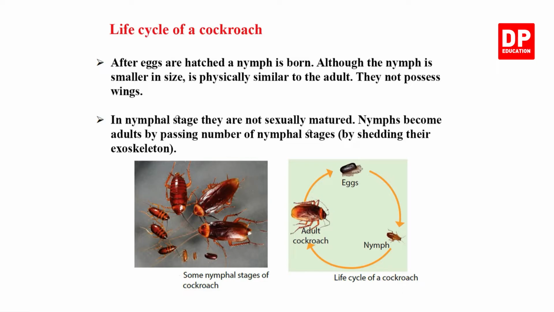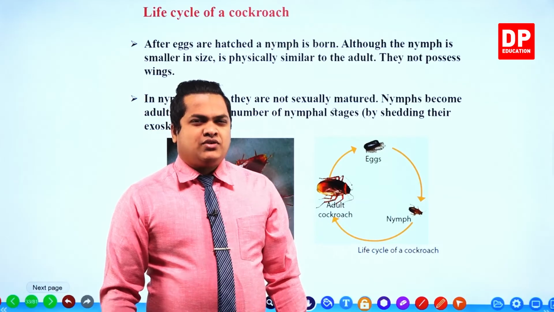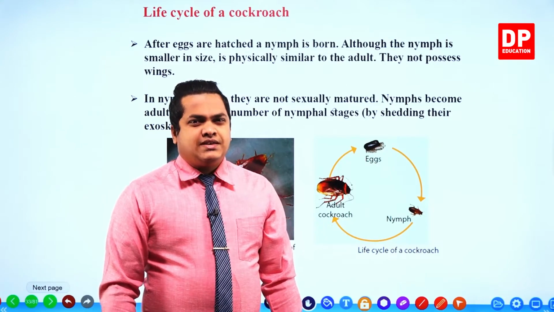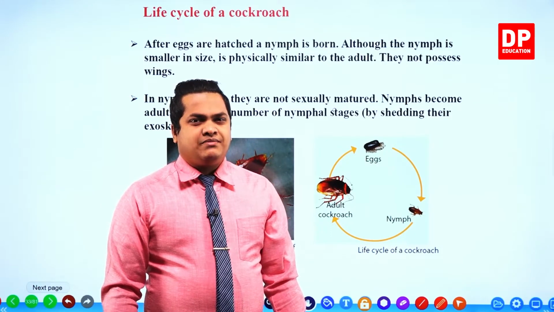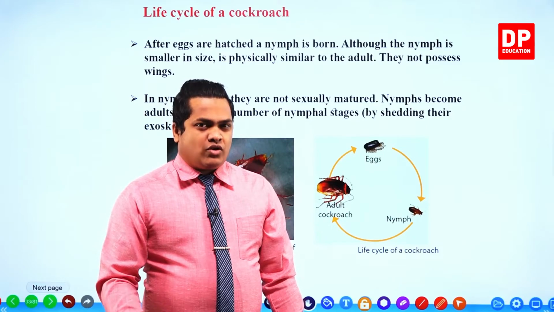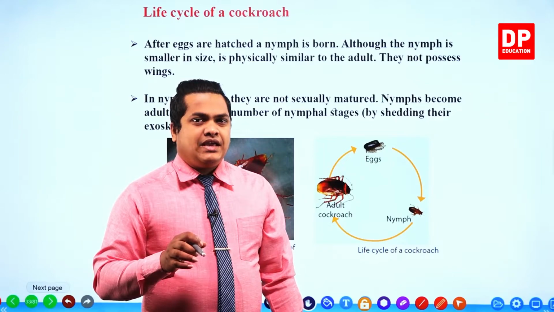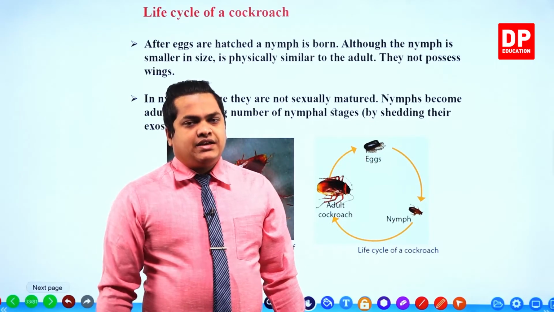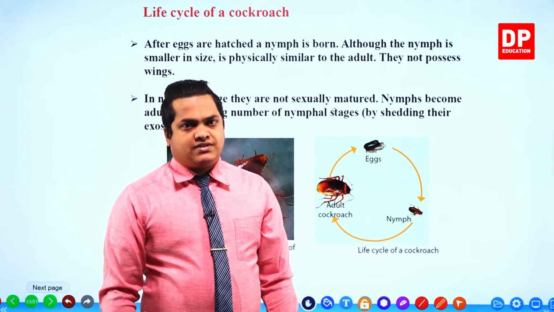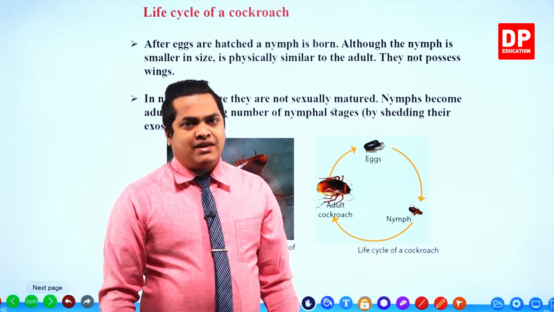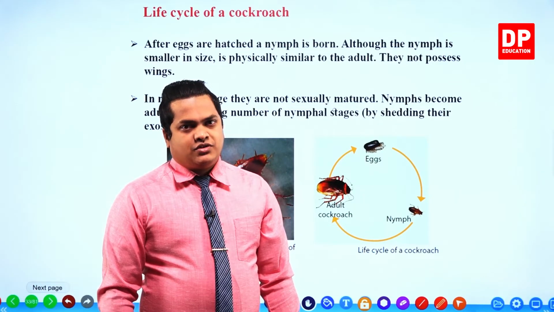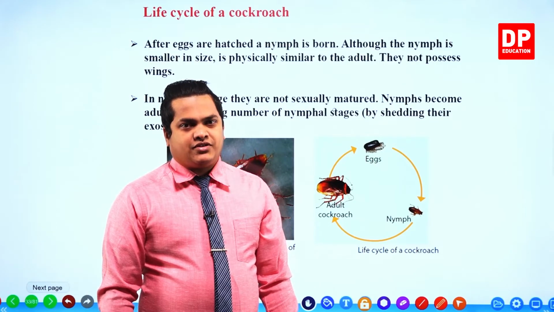So we have already discussed two. These two are the life cycle of a frog and the life cycle of a butterfly. Now the third one, the life cycle of a cockroach. You know that the cockroach is a simple organism. Simple organism means that the cockroach undergoes incomplete metamorphosis. That's why I told you that this is a simple creature.